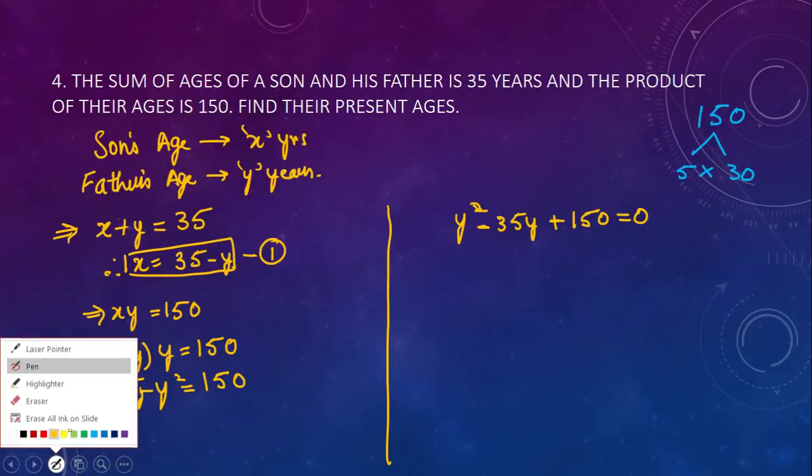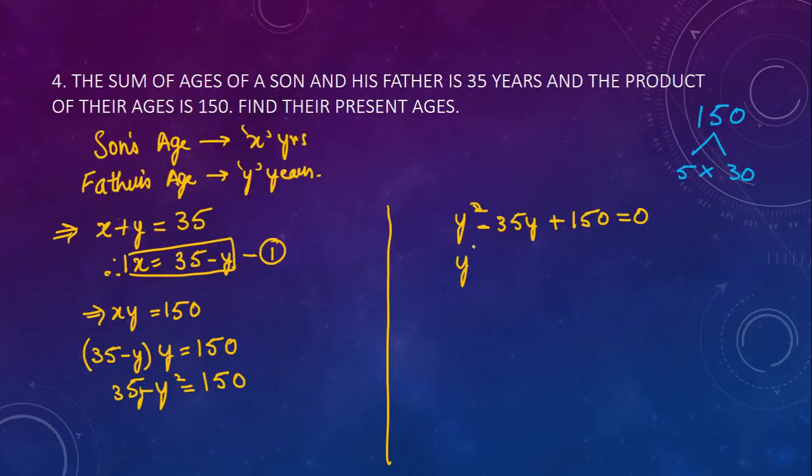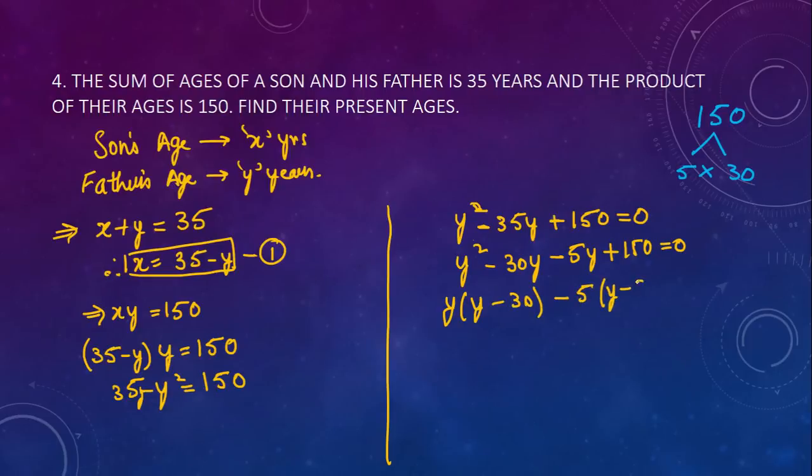So this becomes y square minus 30y minus 5y plus 150, which is 0. Here take y common, again y minus 30 minus 5 common, y minus 30. So here we get y minus 5 into y minus 30, which is 0. But can y be 5? No. Therefore, y is equal to 30 years.